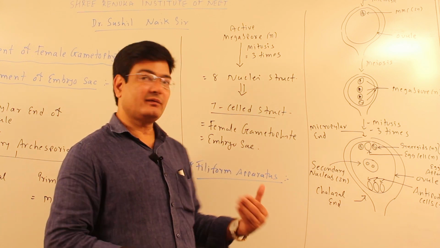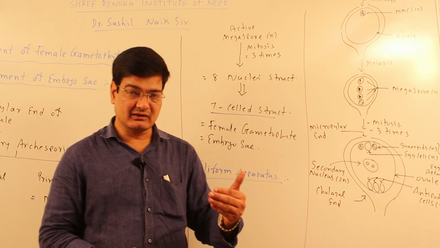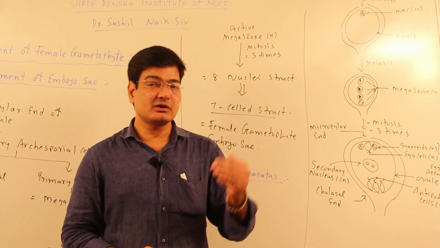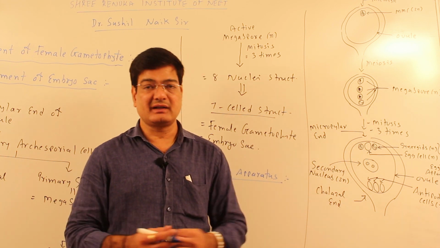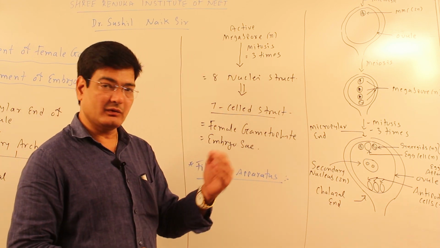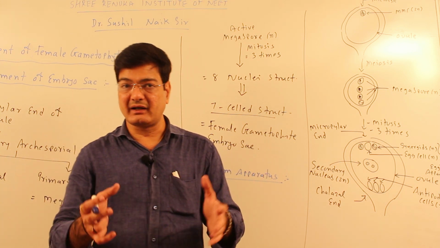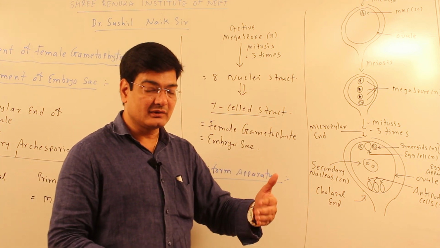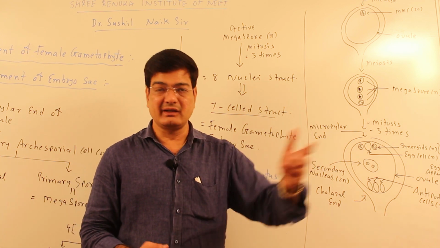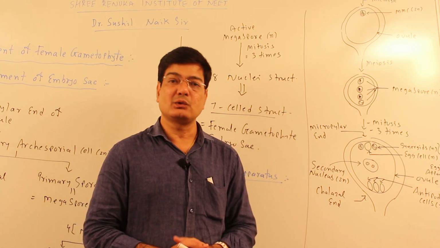What is the significance of the filiform apparatus then? The filiform apparatus guides the pollen tube to reach the micropylar end for the fertilization purpose. At the time of fertilization, the synergid cell bursts, its cytoplasm spreads, and through the cytoplasmic medium, the male gamete enters inside the embryo sac for fertilization to occur.